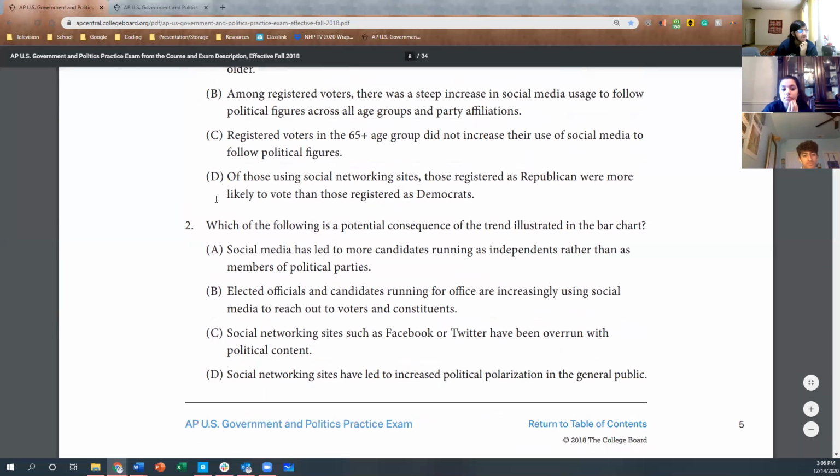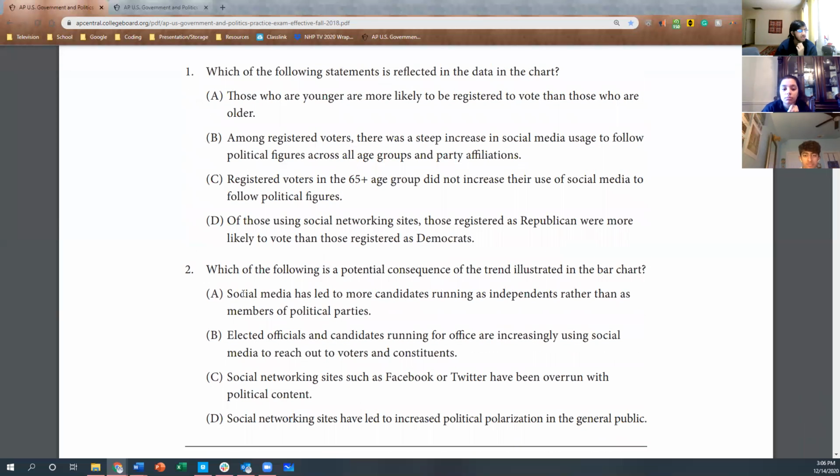Number 2, which of the following is a potential consequence of the trend illustrated in the bar chart? Social media has led to more candidates running as independents rather than members of political parties. I don't think that's one of them. Elected officials and candidates running for office are increasingly using social media to reach out to voters. I mean, that makes sense, right? They use more social media. Keep that one in mind, but don't choose that.